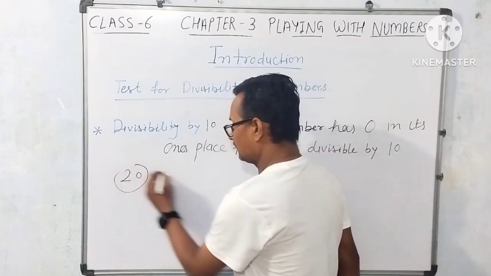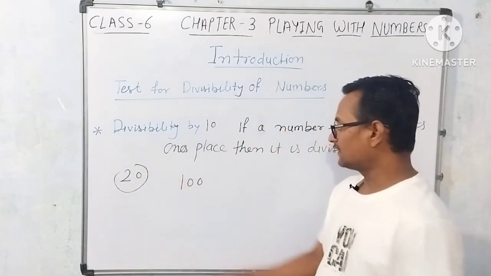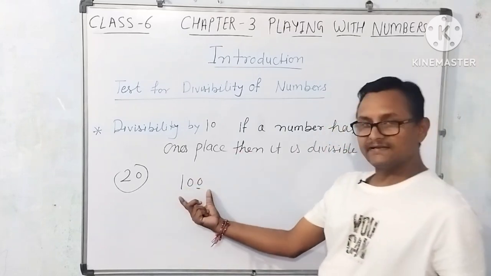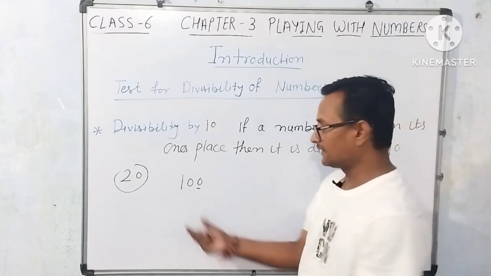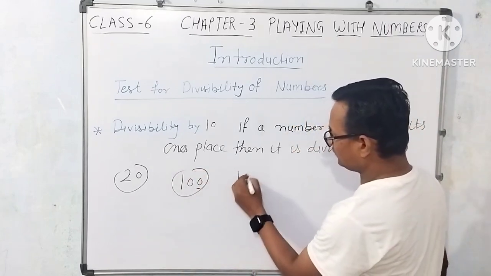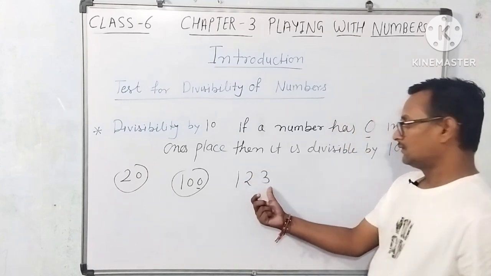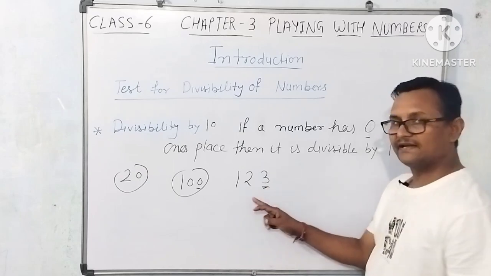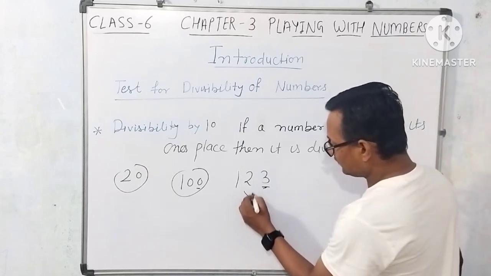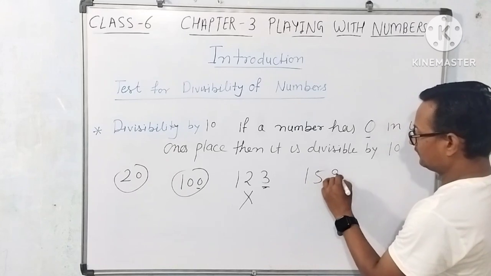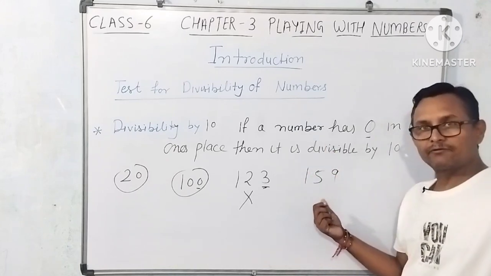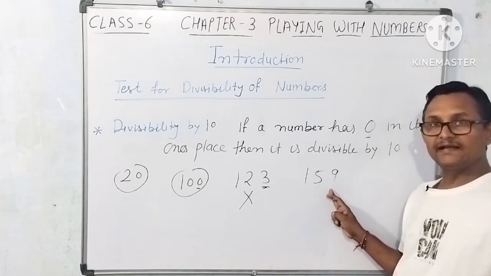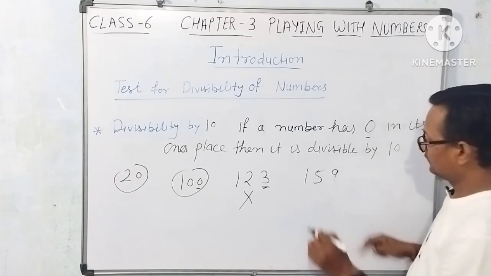100. Its ones place is 0, so we can say it is divisible by 10. So 100 is divisible by 10. 123, its ones place is 3. It is not a 0, so we can say it is not divisible by 10. 159, according to the rule we require 0 in the ones place, but here it is 9, so we can say it is not divisible by 10.